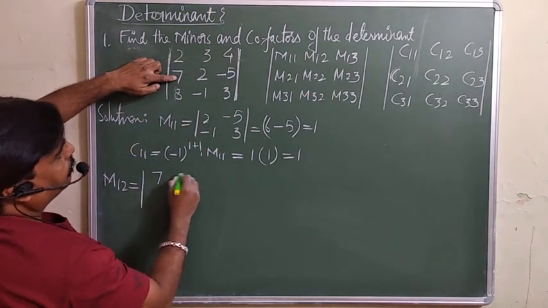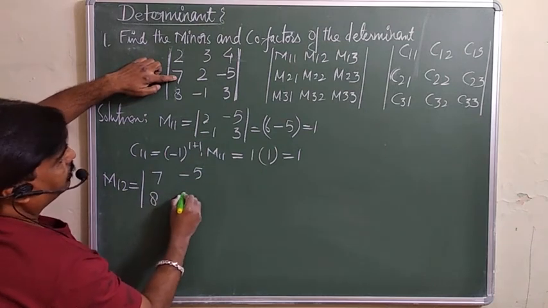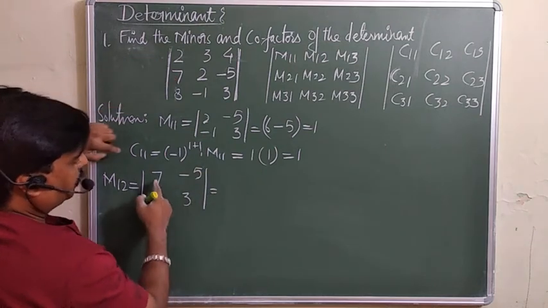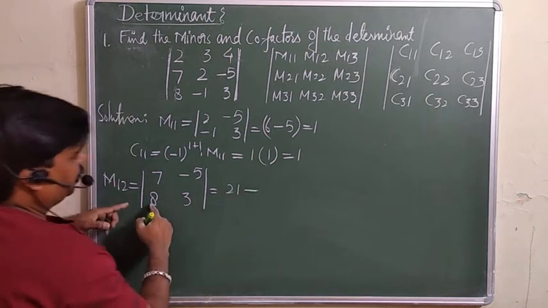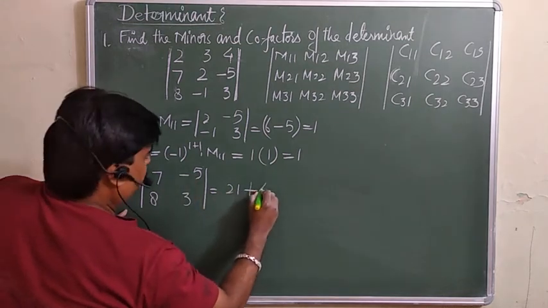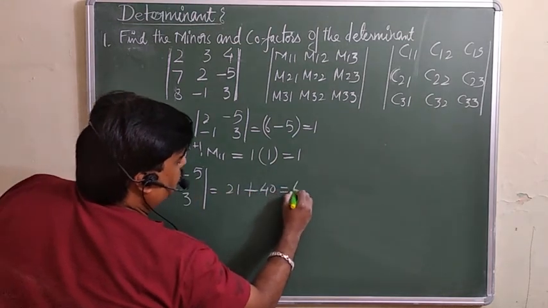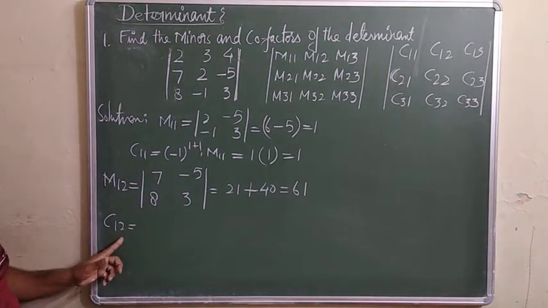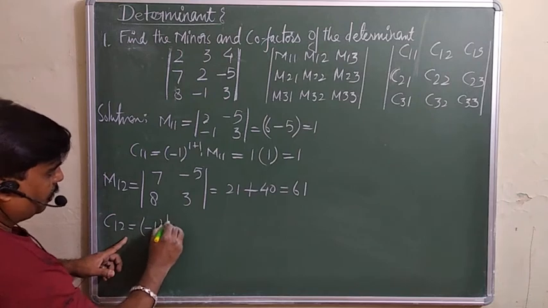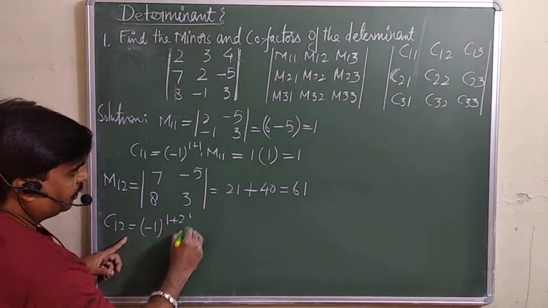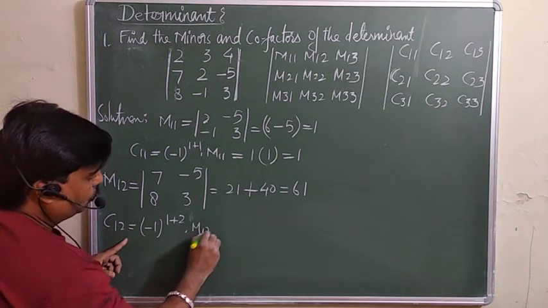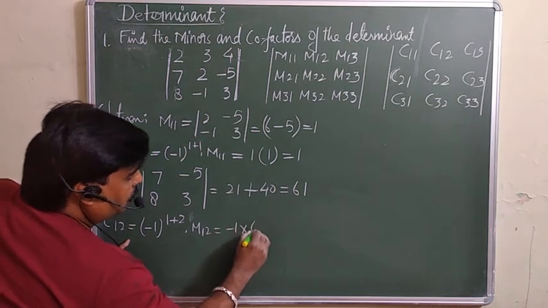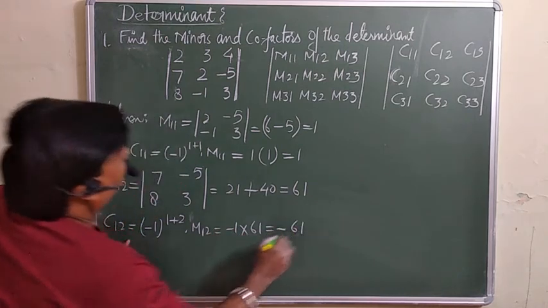So this is 7 minus 5, 8, 3. You will get 7 times 3 is 21, minus, and this minus, so it will become plus 40. So this is your 61. And if you find the cofactor of this one only, minus 1 raised to power 1 plus 2, and this is M12. So that is minus 1 into 61. So this is minus 61.